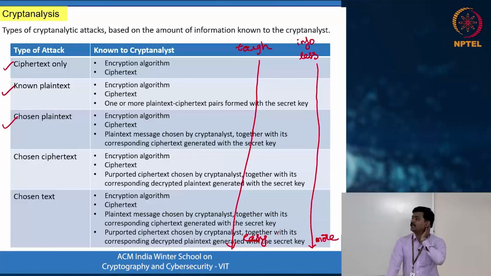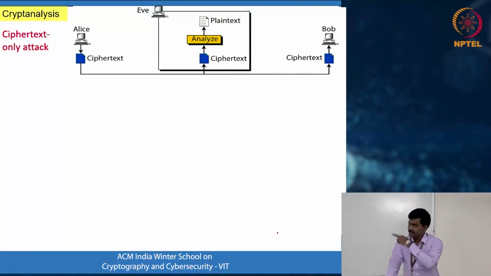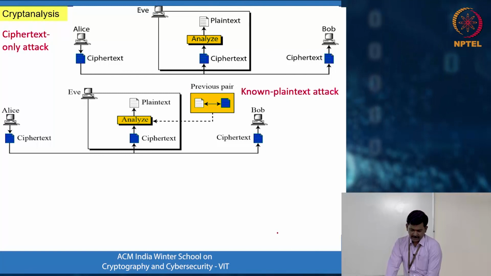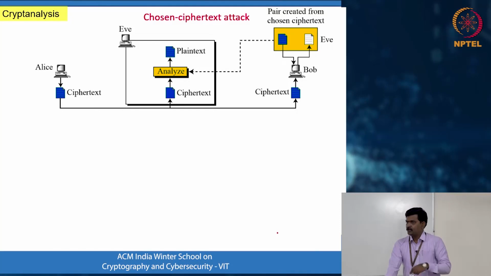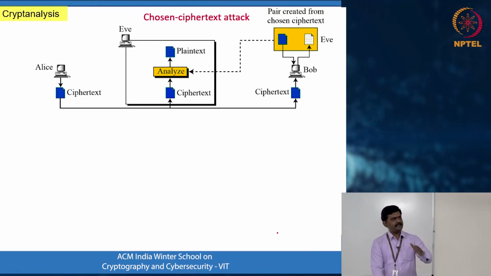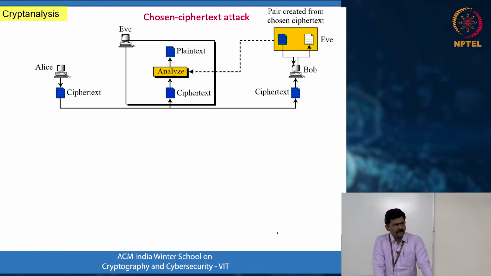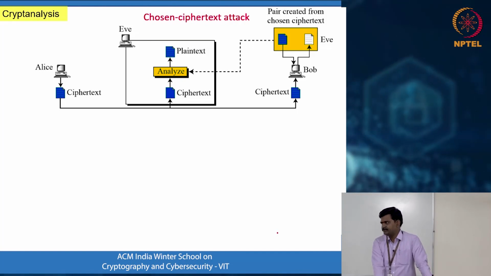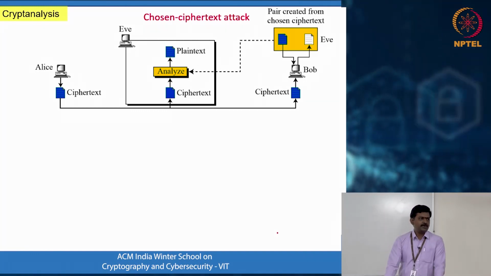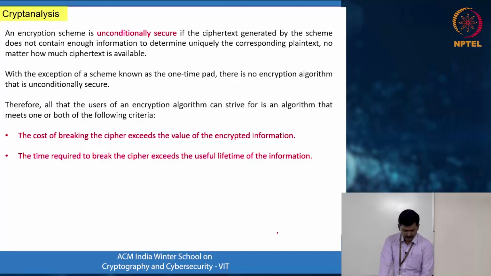Somebody said that they have followed the Forouzan book. Who said that? The book has excellent illustrations of the ciphertext only attack, known plaintext attack, and chosen plaintext attack. For the chosen ciphertext attack, after the sessions, please go back and check. There are two standard books one should read for the courses of cryptography and network security: William Stallings and Forouzan. Other than that, there are many books one should read, but these are the two basic books.